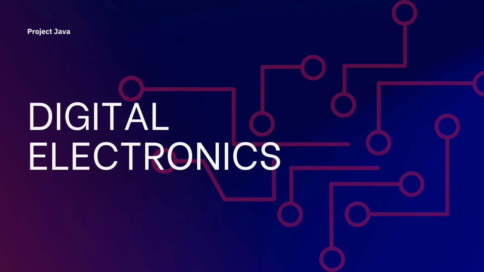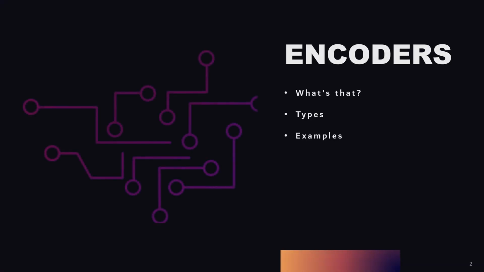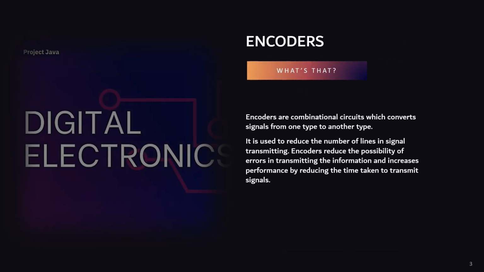Today we are going to talk about yet another important topic of digital electronics. Under that, we'll be discussing encoders. What are the types of encoders, examples, and what are encoders in general? So basically, these are combinational circuits which convert signals from one type to another type. Now, they are used in the reduction of the number of lines in signal transmitting.